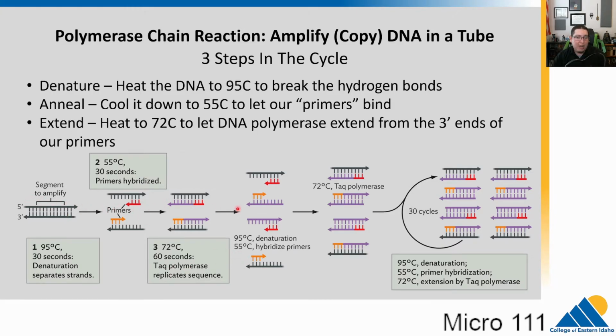So that's 1 cycle. If we do a second cycle, heat it, cool it, extend, we can do lots and lots of cycles, and after many cycles, we'll have billions of copies of this DNA. So let's look at this broken down.